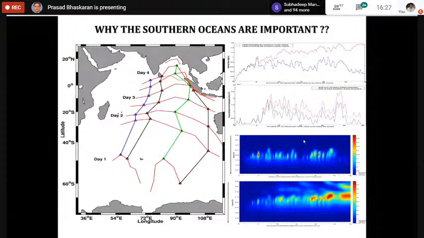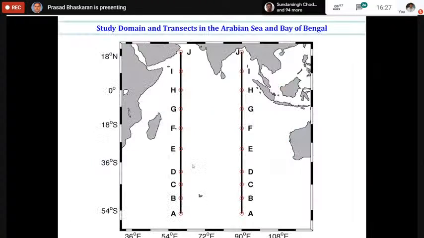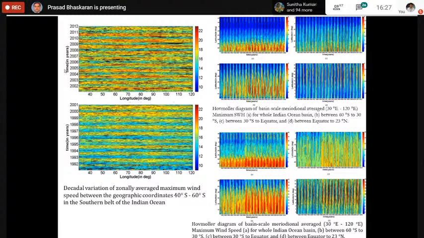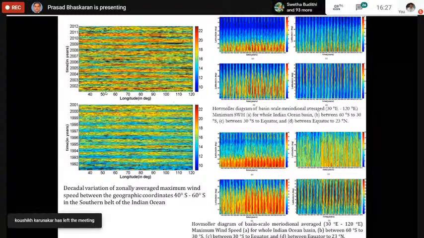That means the North Indian Ocean can be influenced by the remote forcing effect that is coming from the Southern Ocean. And what we have done is a study to understand how the waves have been changing in the last 2 decades. This Hovmöller diagram is the data that you have extracted from the satellite.